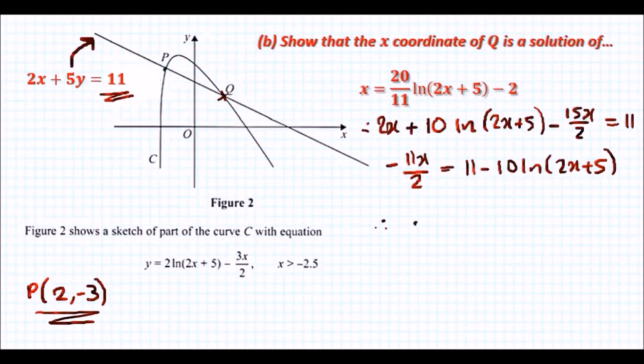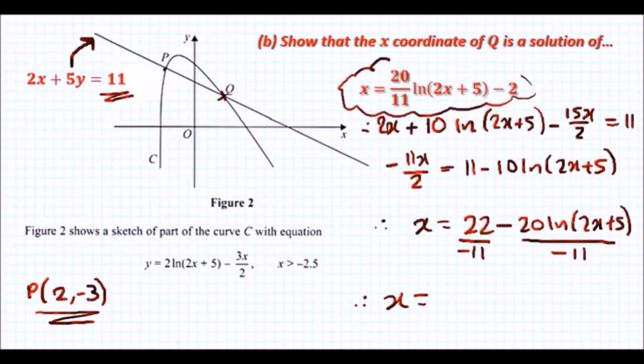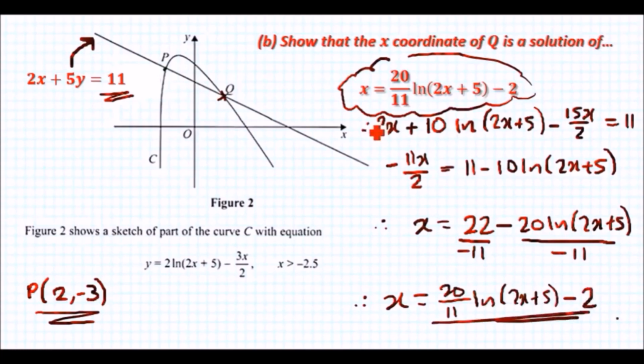So multiplying by 2 and dividing by negative 11, we're going to get x equals 22 minus 20 log bracket 2x plus 5, all over negative 11. Therefore, tightening this up, you can see that this becomes minus 2 and this becomes plus 20 over 11, just like we have here. So we get exactly x equals 20 over 11 log 2x plus 5, all subtracted by 2.